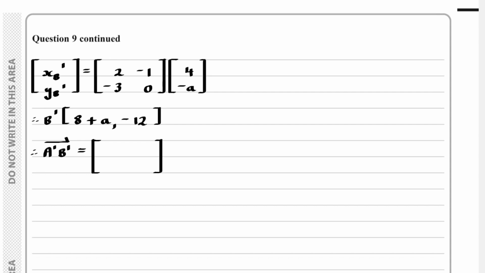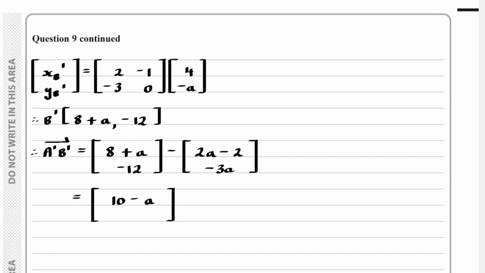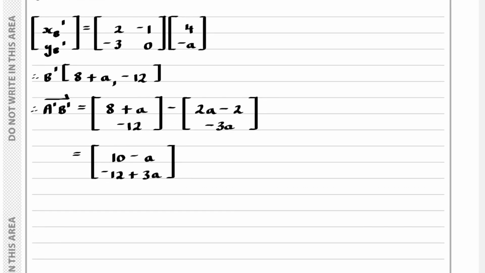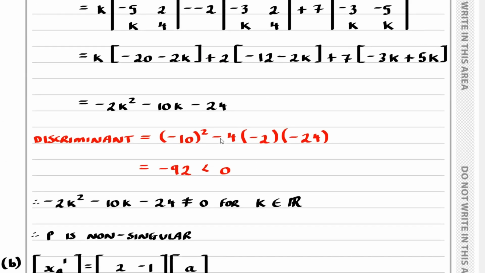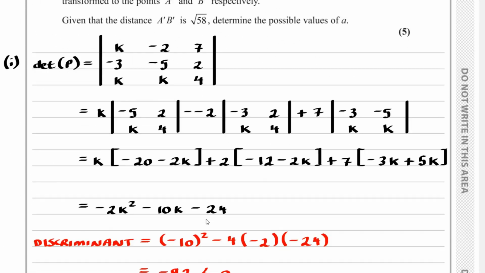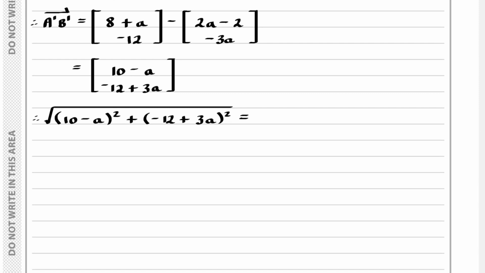Well, the vector A'B' is equal to 8 plus a, negative 12, subtract 2a subtract 2, negative 3a. If I work this out, I end up with 10 subtract a, negative 12 plus 3a. So now finding the distance, we've got the square root of 10 subtract a all squared plus negative 12 plus 3a squared. And what I know from the question is that the distance is root 58, square rooted, as we see here.